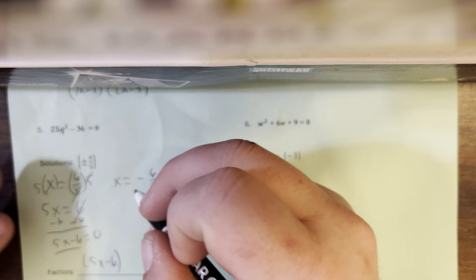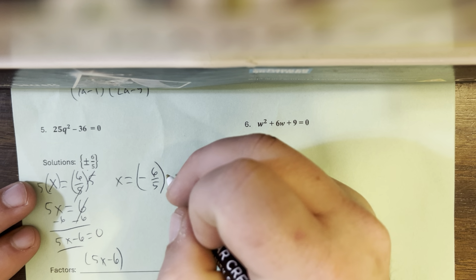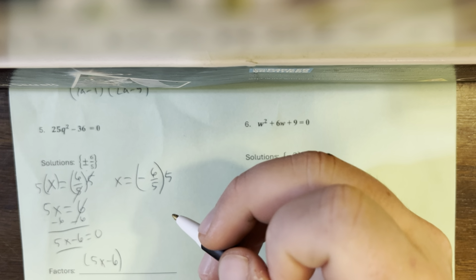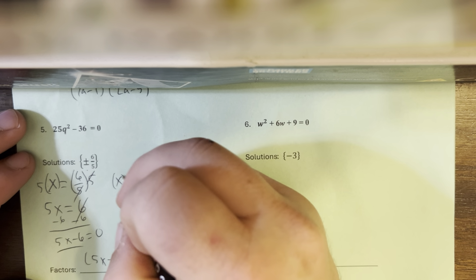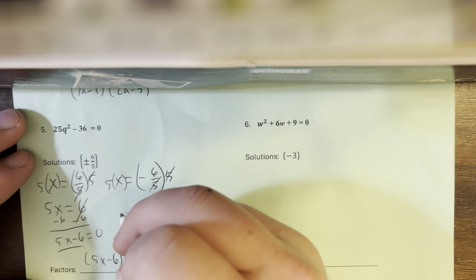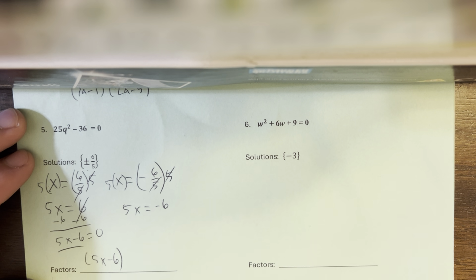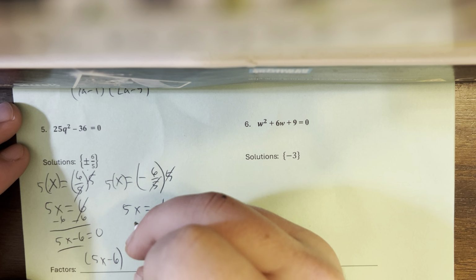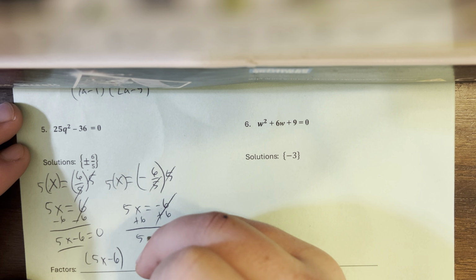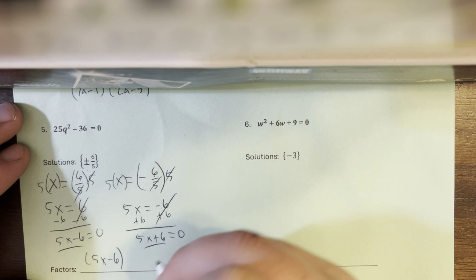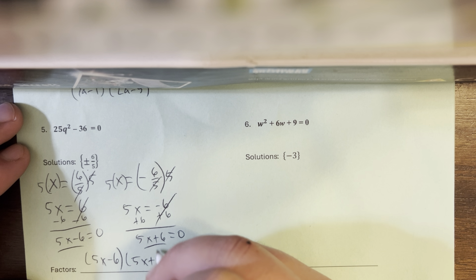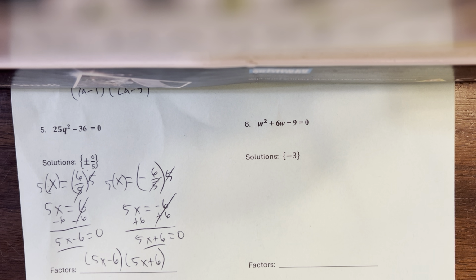And then for the other one, we'll do the same thing. We'll multiply both sides by 5, and so it's going to get rid of the fraction. And so now 5x equals negative 6. And then we'll add 6 to the other side, getting 5x plus 6 is equal to 0. And there's our two factors.